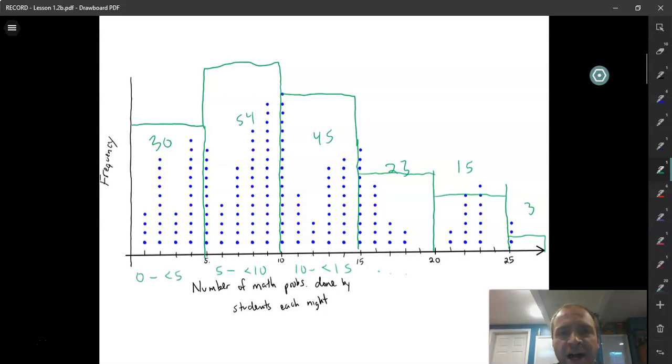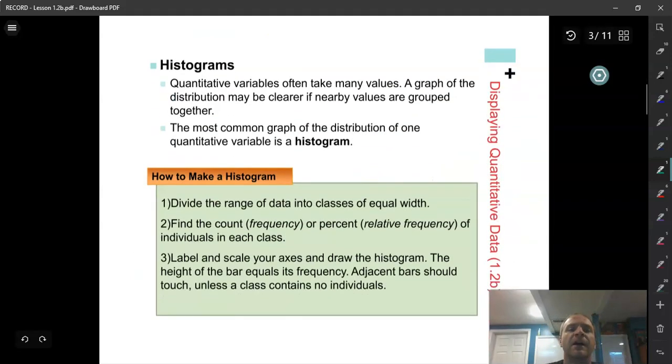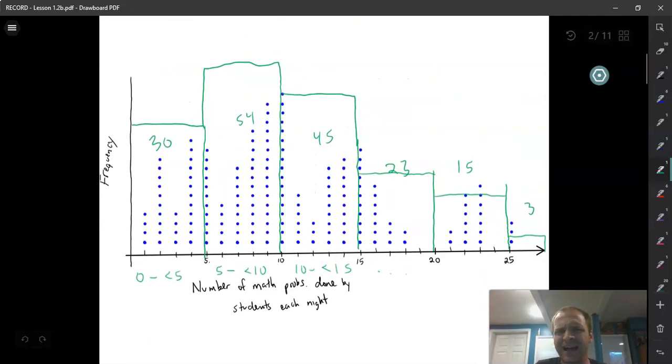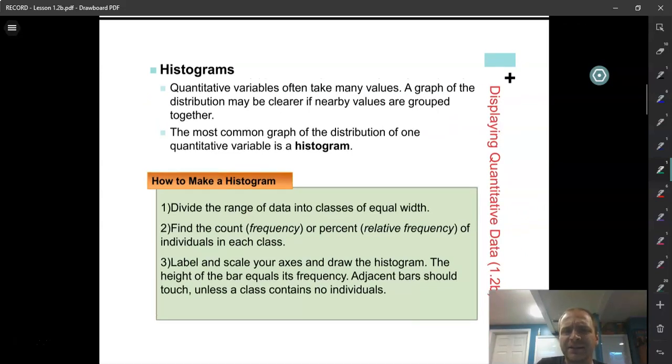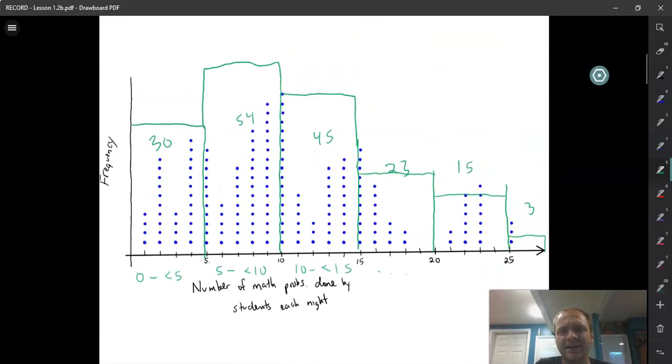Introduction problem, not in your notes. Let's go to the notes. And so that just introduced this idea, this slide. Quantitative variables can take on many values. We saw that here, a lot of dots. By grouping them together, I may be able to see something a little bit clearer, and I can see my shape there. I can see approximately where the center would be.